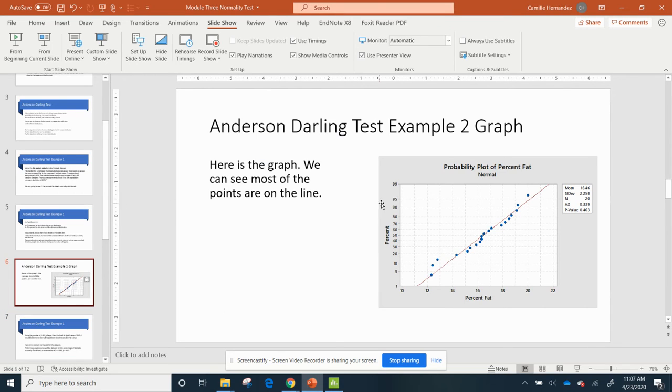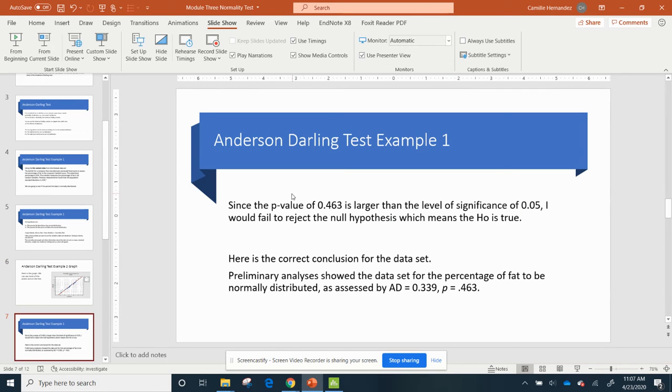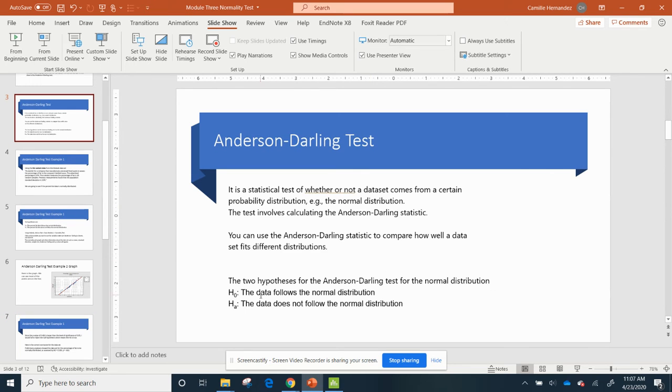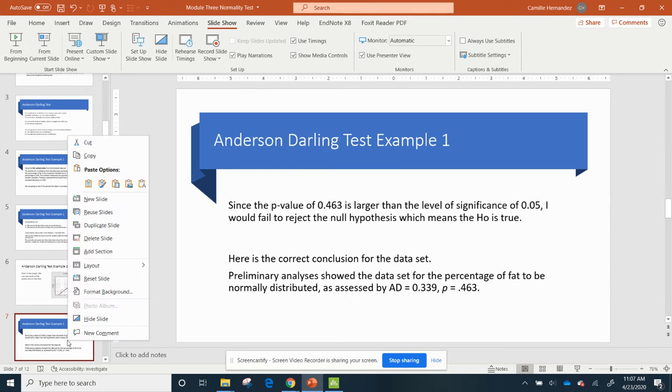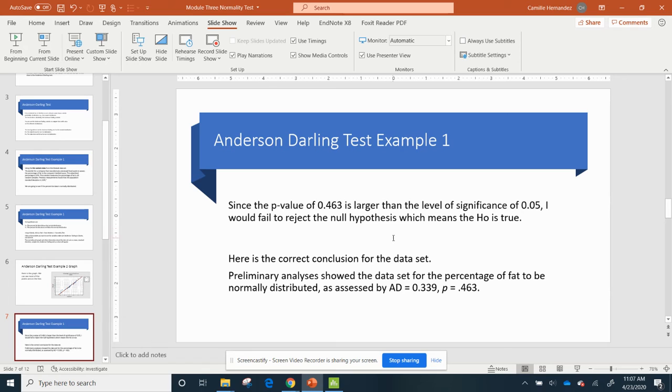So let's go back and look at the graph. Again, we can see most of the dots fall on the line. So since my p-value is 0.463 and it's larger than my level of significance, I'm going to keep the null, which means my null is true. And if I go back to my hypothesis, remember, it means the data follows the normal distribution. Because I kept my null, that means it is normally distributed.